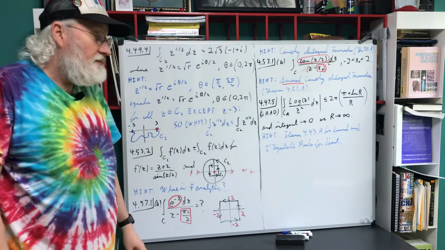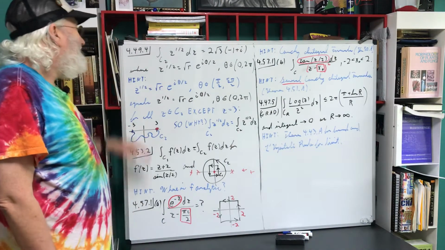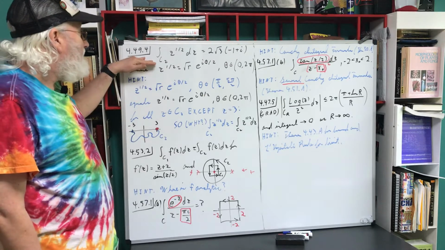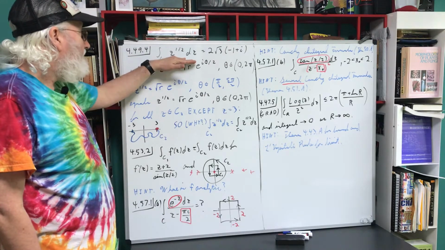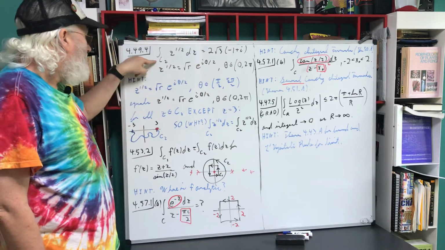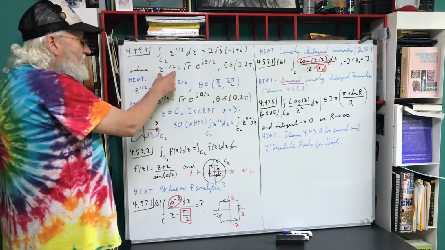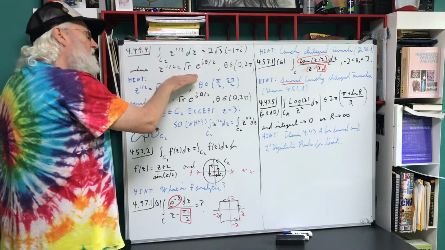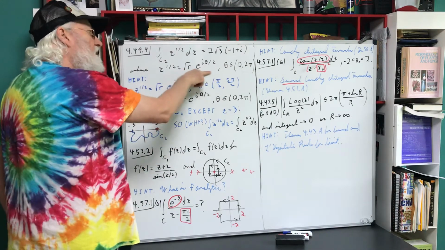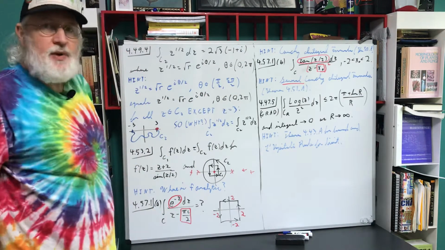All right, let's look at the last homework set. 49.4 has you integrate z to the 1/2, a particular branch of z to the 1/2, about contour c sub 2, and the branch of z to the 1/2 they're giving you is the usual stuff for a branch of a square root function, and they're requiring the angle to be between 0 and 2 pi.